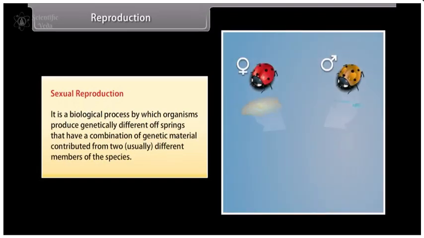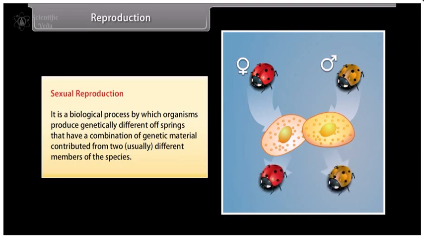Sexual reproduction. It is the biological process by which organisms produce genetically different offsprings that have a combination of genetic material contributed from two usually different members of the species.